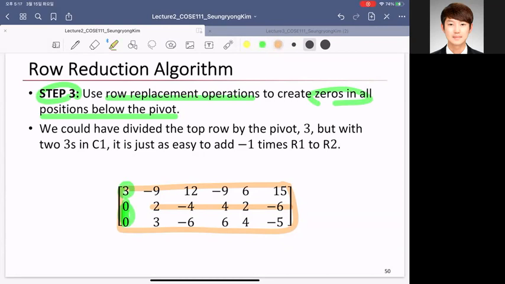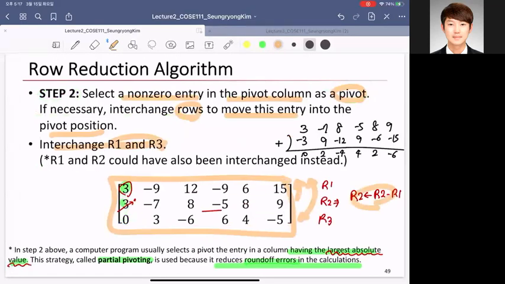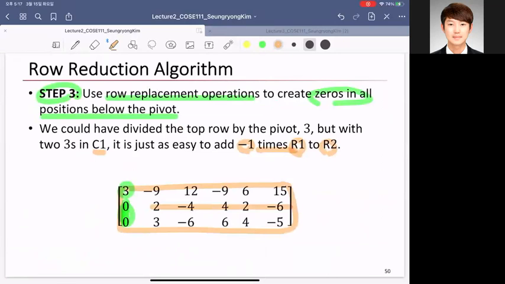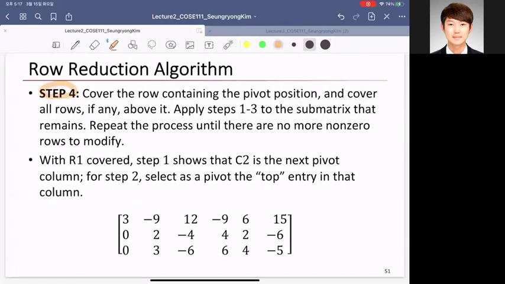We could have divided the top rows by pivot 3, but with two 3s in C1, it's just as easy to add -1 times R1 to R2, so like this, right? Okay. In step 4, cover the row containing a pivot position and cover whole rows, if any, above it, and apply steps 1 through 3 to the sub-matrix that remains, and repeat the process until there are no more non-zero rows to modify. So our strategy is like that.